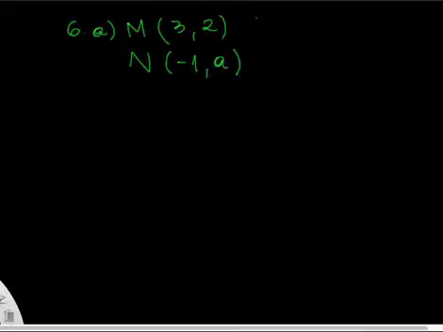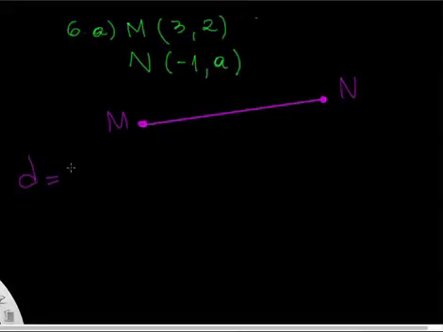So first, let's put those 2 points, M, we're going to put it here, and my point N randomly here. So they're telling us that those 2 points are 4 units apart. So that means that the distance between M and N is equal to 4. So in other words, what I'm telling you is D is equal to 4.